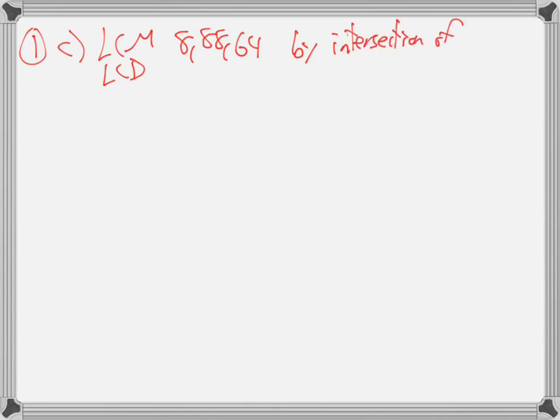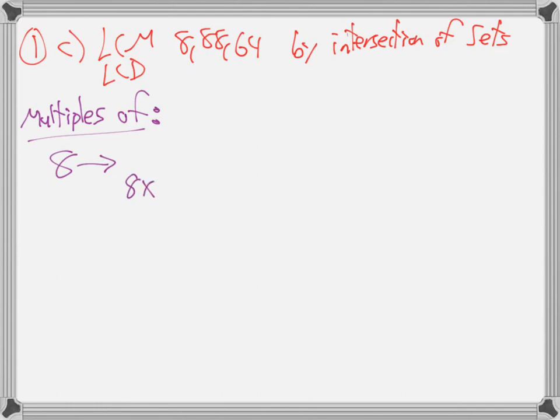Intersection of sets. Okay, so this is a little different. Now, what are we going to do? So I'm going to list the multiples of 8 first off. So what do we mean by multiples? We mean 8 times 1, 8 times 2, 8 times 3, 8 times 4, 8 times 5, 8 times 6, 8 times 7, etc. So this is going to be totally calculator.